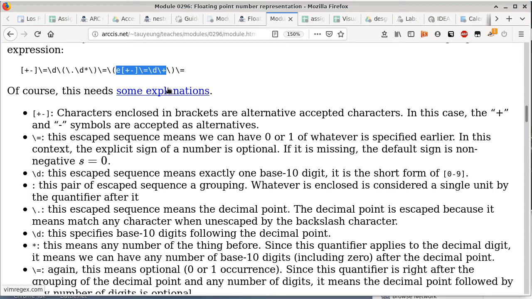That just specifies the period or the decimal point itself. Yeah, because a period by itself specifies any character. So that's why we need a backslash to say that no, we are not meaning any character. We are meaning the exact decimal point character.